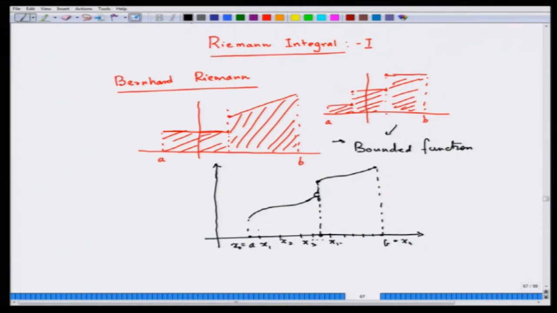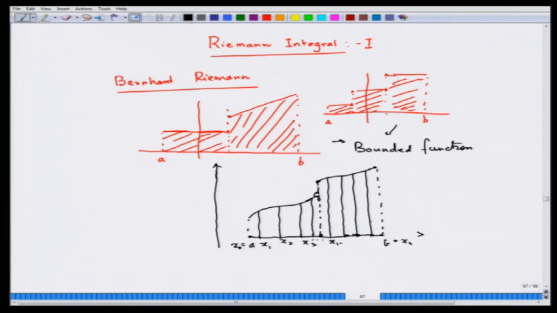So what we are doing is drawing rectangles, just joining up with the upper part of the graph and drawing one set of rectangles. Okay, let me draw the partition slightly more clearly. These are my partition points.